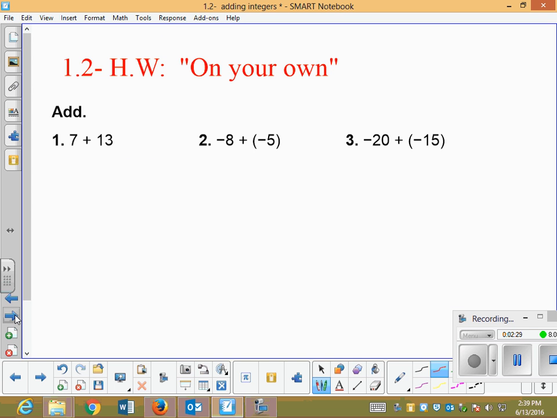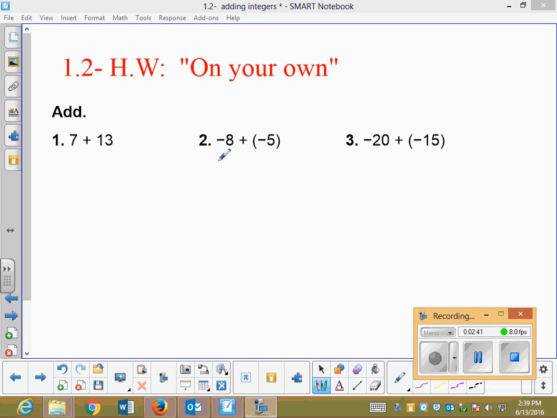All right, so for your on your own, don't forget, every time you do your on your own, you need to take out a piece of paper. So don't do this in your notebook, but do this on a separate sheet of paper. Go ahead and title this homework page as 1.2 homework on your own, and don't forget the name and the date. So go ahead and take a few minutes to do this. If you need more time, pause the video before you move on to do problems 1, 2, and 3.